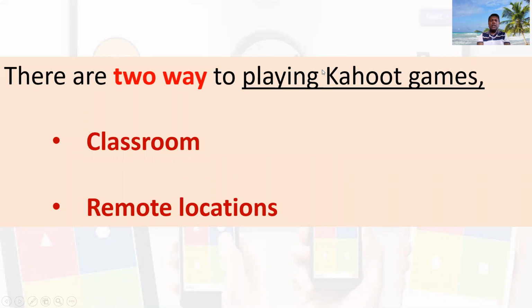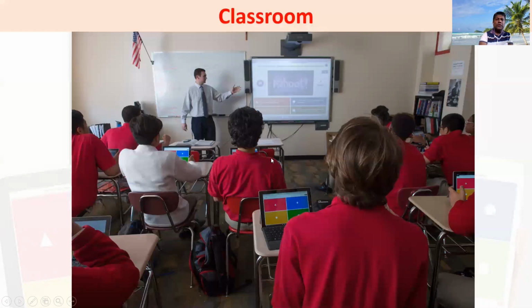When you are playing the Kahoot game, there are two ways to play it. The one is classroom, then the other method is remote location. The classroom means the traditional classroom, right? If you want to use this online method in the traditional classroom, that's the way as classroom, right? See here, that's the traditional classroom.